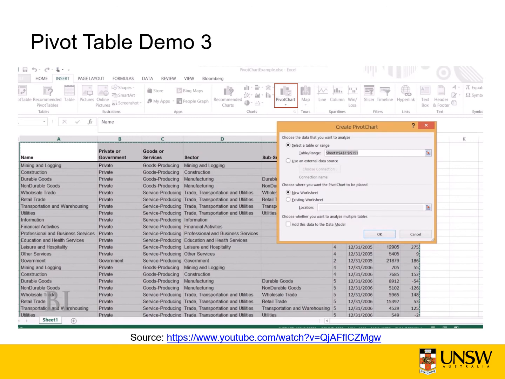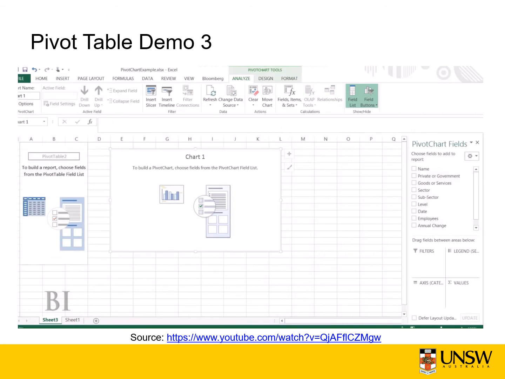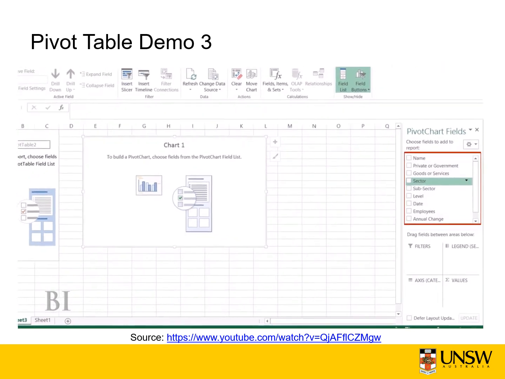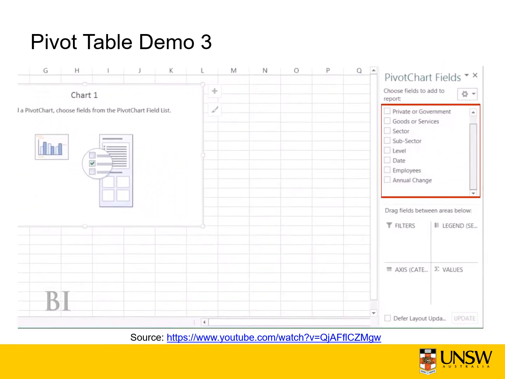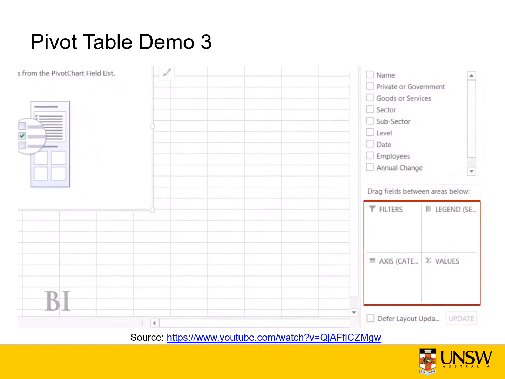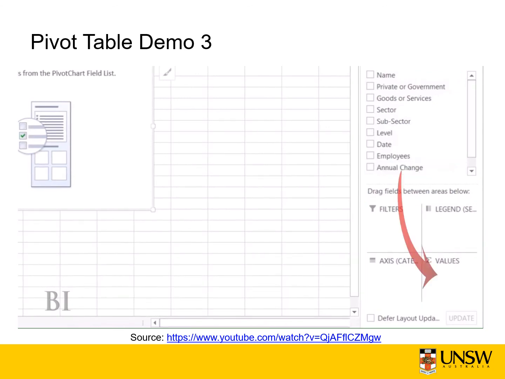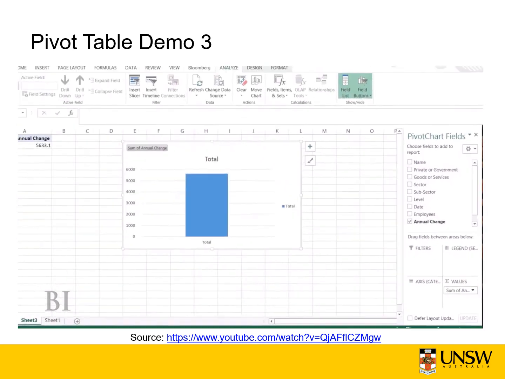Click Pivot Chart, you'll see our table or range is selected. We want it in a new worksheet, click OK, and you're going to get a screen like this. Now click in your chart, and you're going to see all of your fields here, and below that you're going to have 4 sections for filters, legend, axis, and values. So first select the data that you want to analyze. Let's say we want to look at the change in employees.